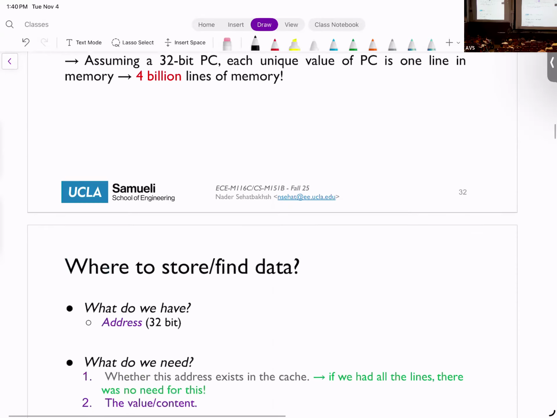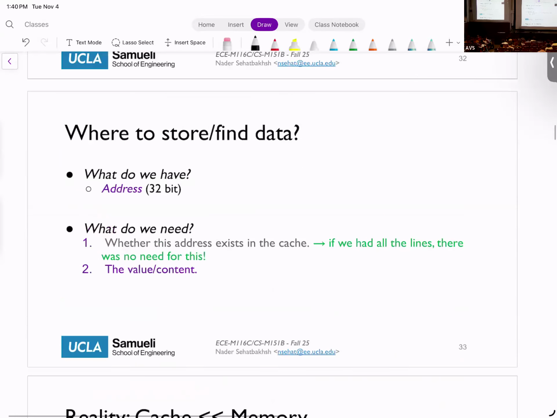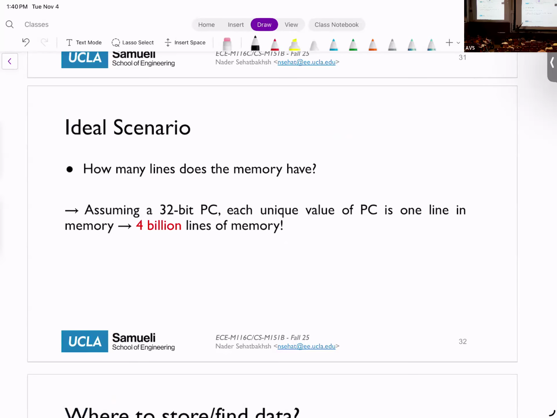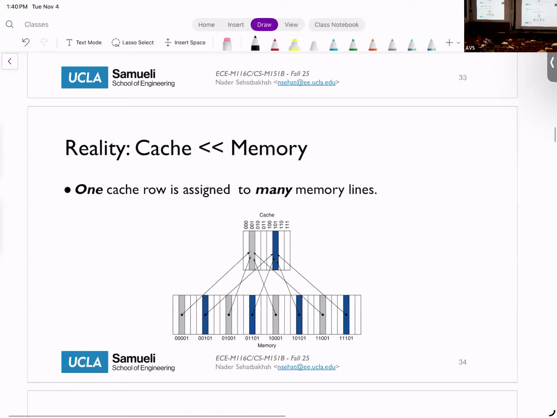But for the cache, I cannot have 4 billion lines, obviously, right? As I said, in my L1 or L2 cache, I have tens of kilobytes. I don't have billions of lines. I only have very, very small addresses, okay? So what should we do? We need to do some form of a mapping, right?